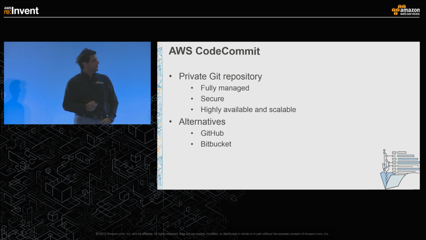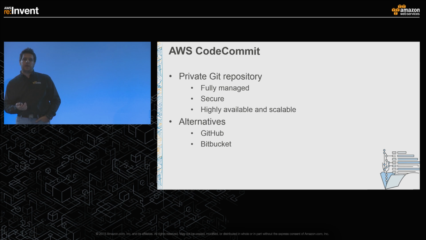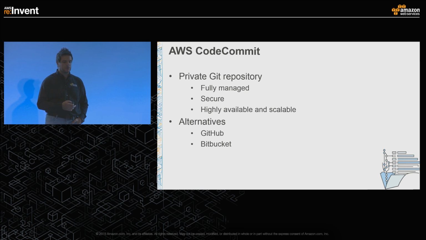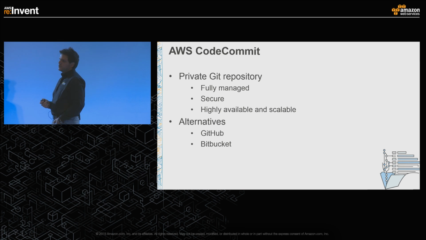So one of the tools that we want to highlight for this particular stage is AWS CodeCommit, which is a managed private Git repository. So you don't have to worry about installing your source control system. You don't have to worry about backing that up or scaling it. We take care of that for you. CodeCommit also encrypts your data in transit and at rest, so we can provide a secure solution for your code.